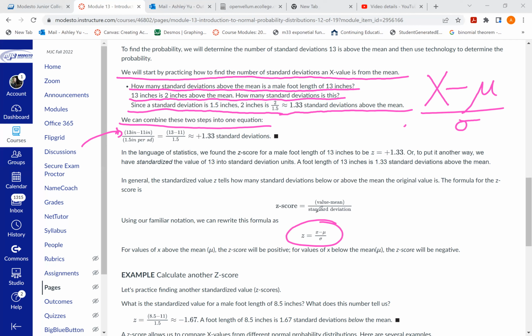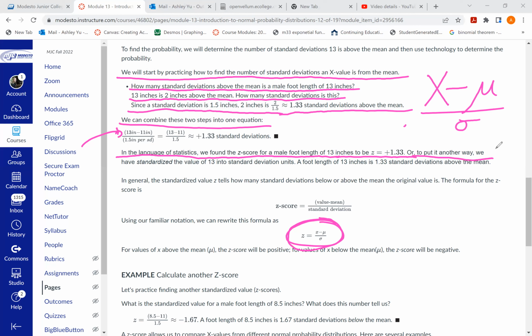And they have that here. In the language of statistics, we found the z-score for a male foot length of 13 inches to be z equals positive 1.33. We don't know what that is yet necessarily, but now we're getting into it. So we just figured out 13 is not one standard deviation above the mean. It's more than that, but it's not two standard deviations above the mean. It's less than that. Somewhere between 1 and 2, we figured out it's 1.33 using this formula.